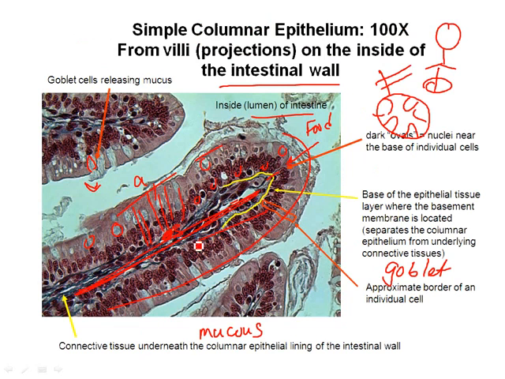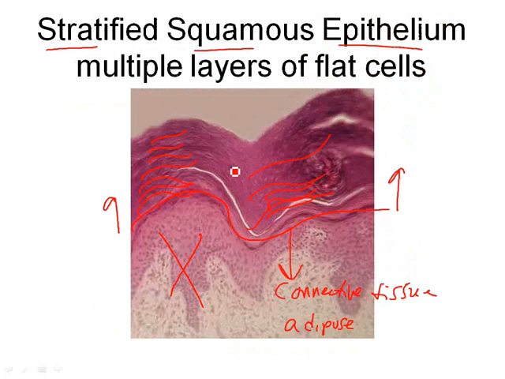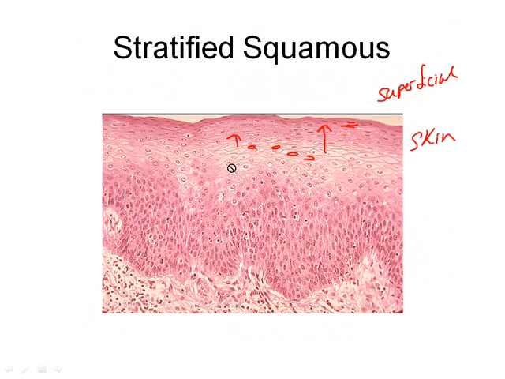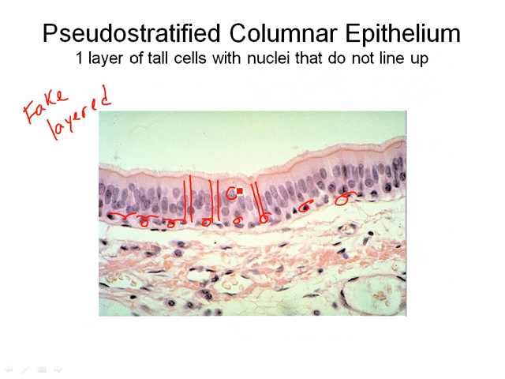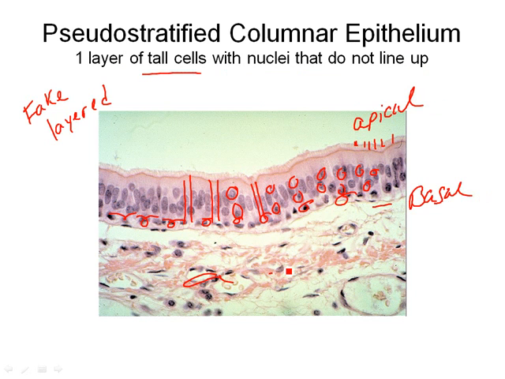See how the nuclei all line up together? On this one, they don't really do that. They look like there's multiple layers of nuclei. So you would almost think there might be two layers of cells. So it's fake layered. So it's pseudostratified columnar epithelium. So there's going to be a layer of tall cells with nuclei that don't line up. Okay, it looks like more than one layer. Again, here's some cilia. That means this is the apical side. This is the basal side. And again, we've got some kind of connective tissue.